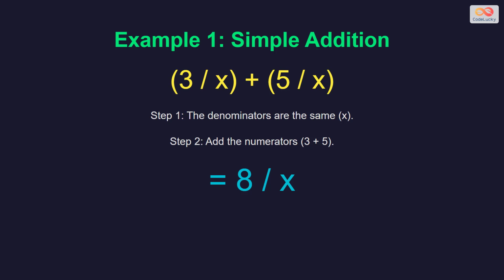Let's look at an example. We have 3 over x plus 5 over x. Since the denominators are both x, we can add the numerators. 3 plus 5 is 8, so the answer is 8 over x.